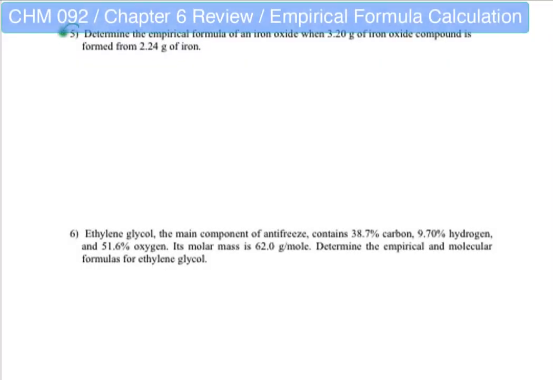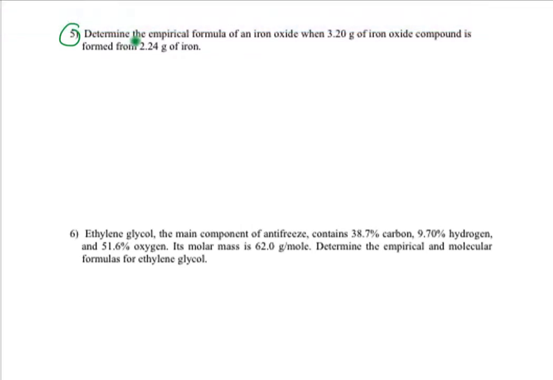So I'm going to do number 5 from the post-lab question. It's similar to the setup that we see in the laboratory itself. We have the initial mass of the metal, we have the mass of the oxide, and so we're going to subtract these two to determine the mass of the oxygen and then proceed from there with the calculations. And we're doing the same thing here. We are trying to determine the empirical formula.